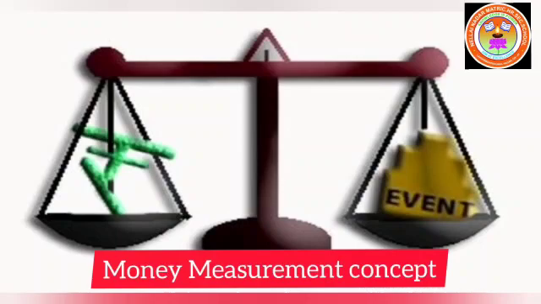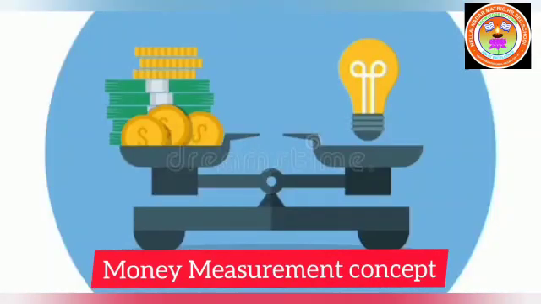For example, if a business has 5 computers, 2 tables, and 3 chairs, the assets cannot be added to give useful information unless they are expressed in monetary terms: rupees 1 lakh for computers, rupees 10,000 for tables, and rupees 1,500 for chairs.